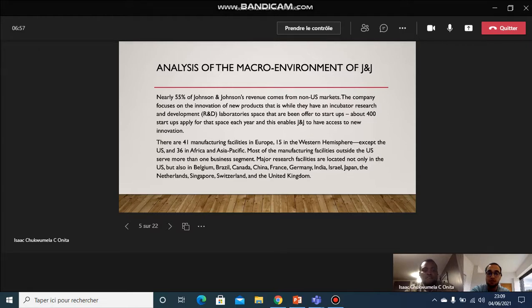There are 41 manufacturing facilities in Europe, 15 in the Western Hemisphere, especially in the US, 36 in Africa and Asia Pacific. Most of the manufacturing facilities outside the US serve more than one segment of the business. And when I say one segment of the business, I mean the pharmaceutical division, the medical device division, and then also the consumer division. So we can see that we have the US, Belgium, Brazil, Canada, China, France, Germany, India, and so on.